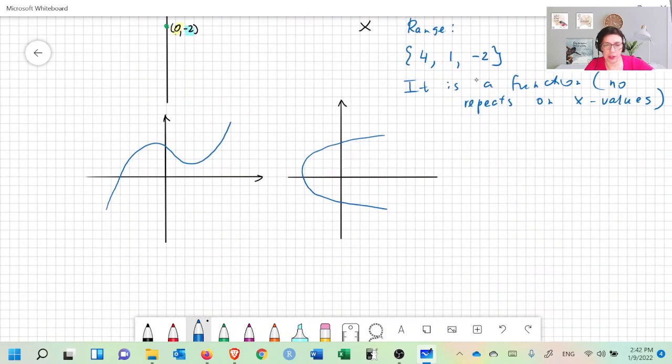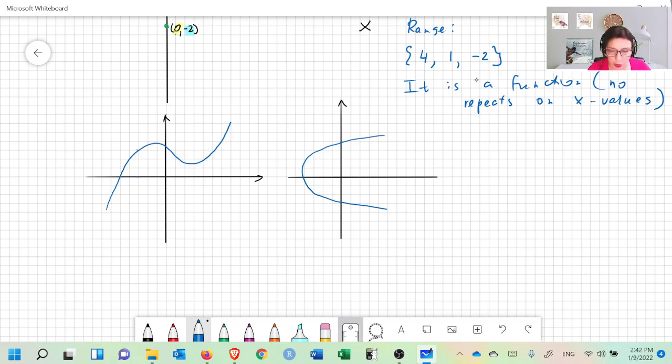Now, the other thing that you're going to need to know is how to figure out if it's a function from a graph. So there is some kind of graph, and it's like a relation. For each x, there is some y. But is there a situation where for one x, there are two different y's? If that happens, it's not a function.